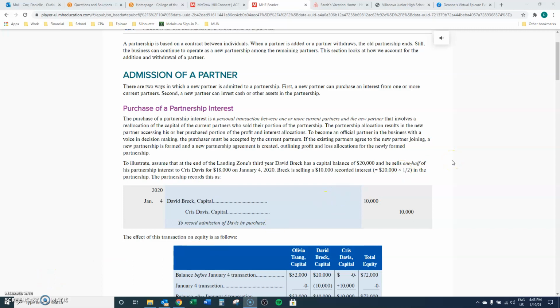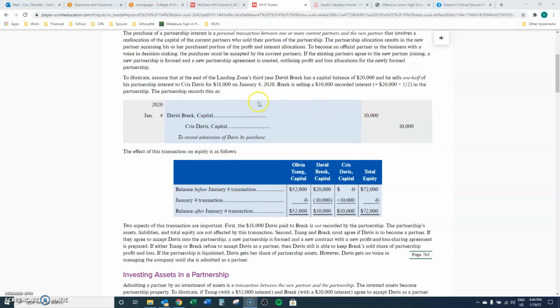The purchase of a partnership interest, and this is very important, is a personal transaction between one or more current partners and the new partner that involves a reallocation of the capital of the current partners who sold their portion of the partnership. Okay, so let's make some sense of that.